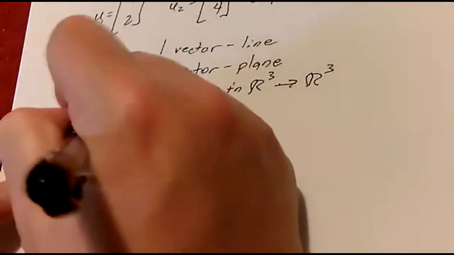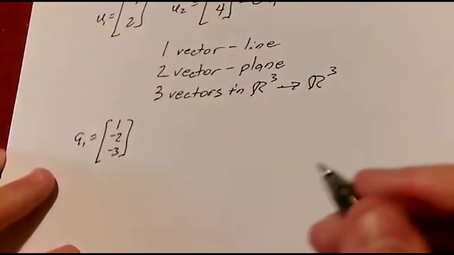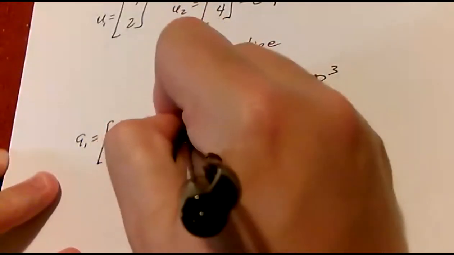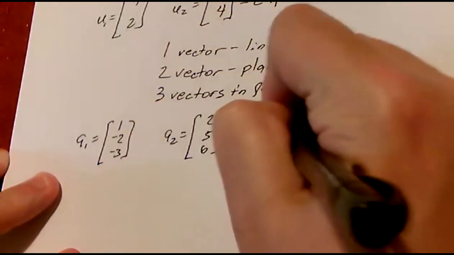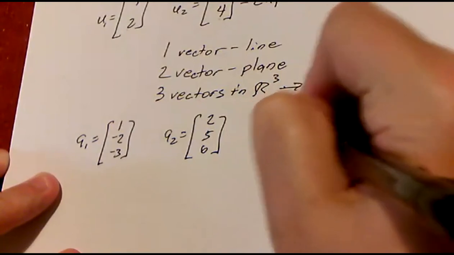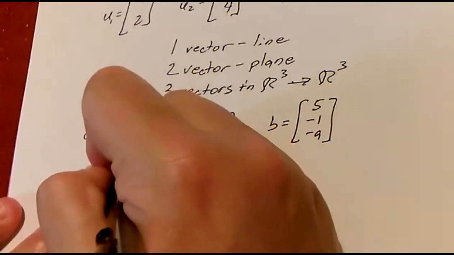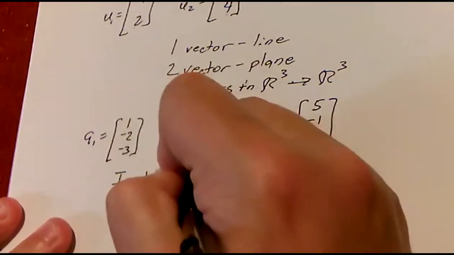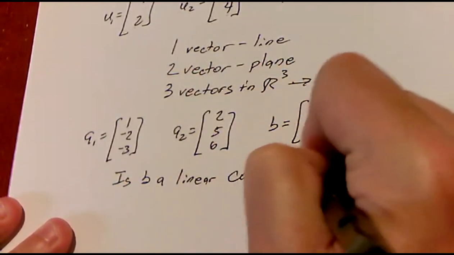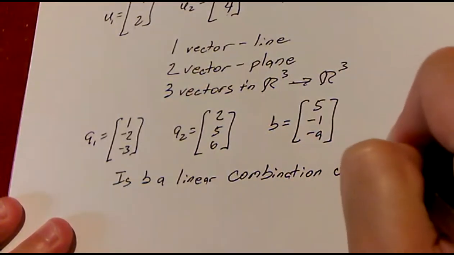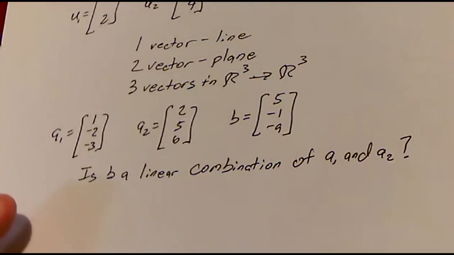Okay, so I have a vector A1. That vector is 1, -2, and -3. I have a vector A2, and that vector is 2, 5, 6. And then I have a vector B, and that vector is 5, -1, -9. And so the question is, is B a linear combination of A1 and A2?